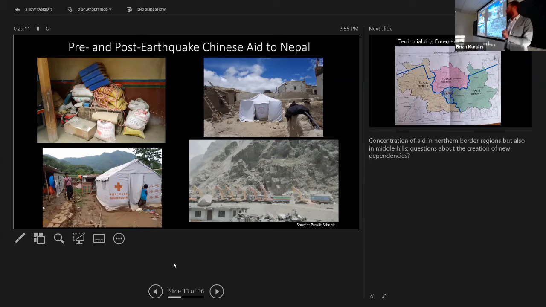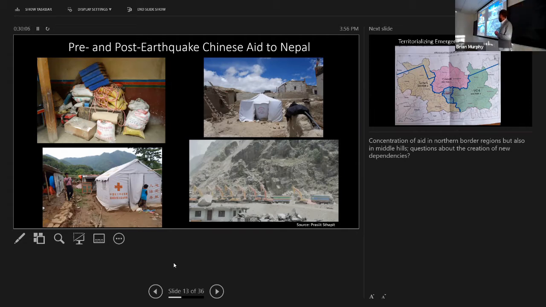Some of these forms of earthquake aid were food, rice, material goods in the borderlands. Much else was China's Red Cross providing emergency shelter and relief efforts for internally displaced people. And most of all was the operational activity of Chinese hydropower construction to clear roads, to reopen Nepal's borders with China and get goods moving once again.